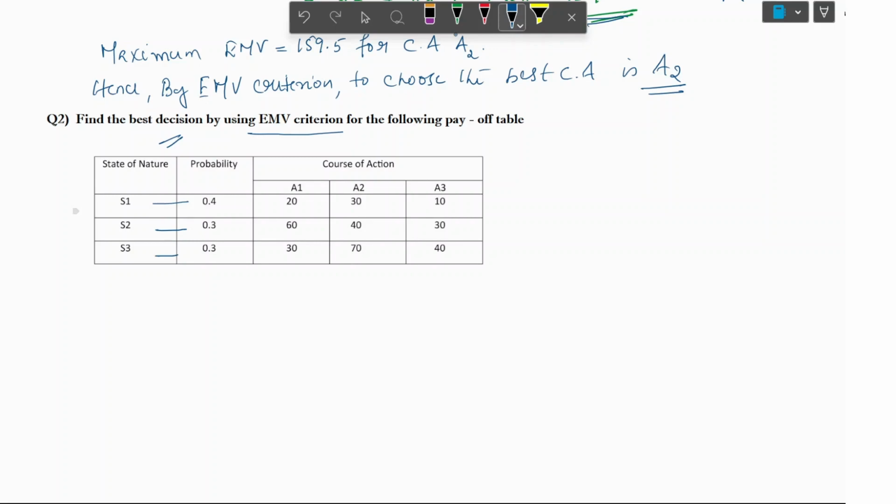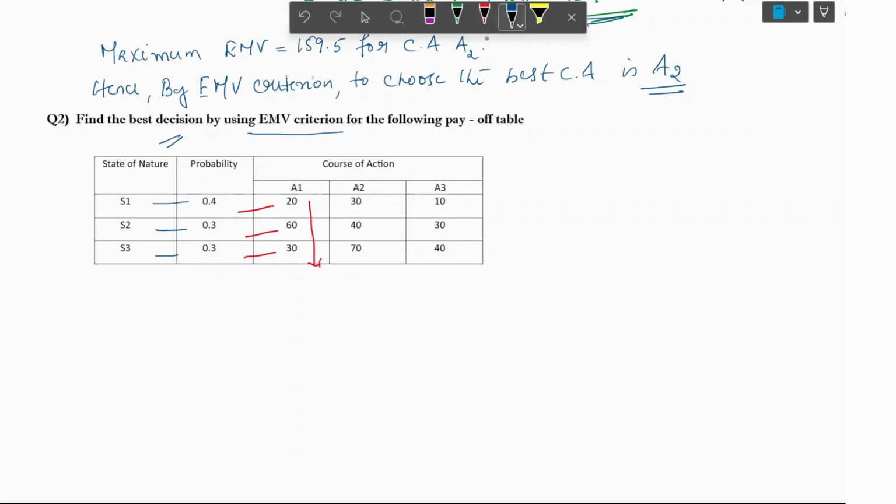Here, what do you need to find? You need to find the EMV of the course of action. Always you are finding the expected monetary value of the course of action. Therefore, for A1, how are you going to multiply? See here, A1 values are these, right? Now you are going to multiply 20 into this one, 60 into this one, 30 into this one. That means plus 60 into 0.3 and plus 30 into 0.3. This way you are going to calculate, and after that, you are going to find the maximum value.